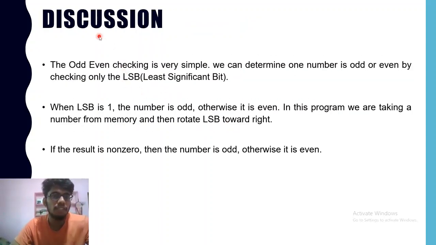So on further discussion, in order to characterize whether the number is odd or even, we will be converting our numbers into binary form, and then we will be checking the LSB, which is the least significant bit. Based on our finding, if our LSB is 1, then our number will be odd, otherwise it will be even. So in this program we will be taking numbers from our memory individually, then we will rotate our LSB towards the right, which we will store in our carry. Then if the result is non-zero, then the number is odd, otherwise it is even.